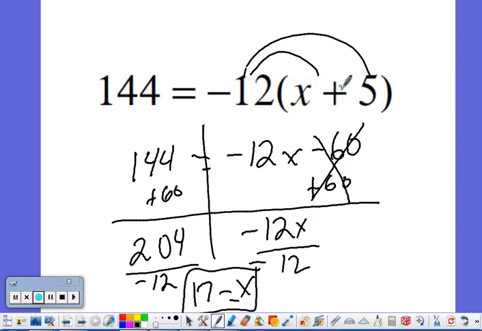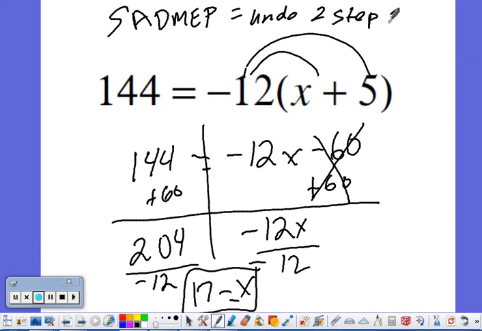Okay, quickly look on the screen. Look at what I did. All I did was first I distribute everything, and then I moved on to setting up a two-step equation, and then I use SADMIT to undo the two-step equation.